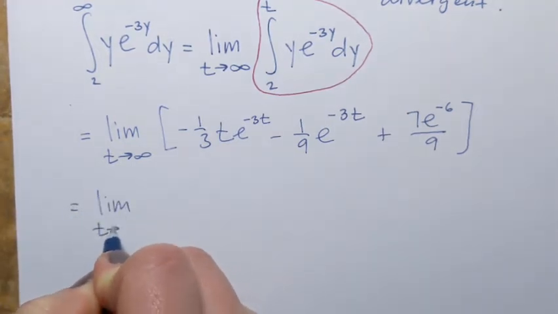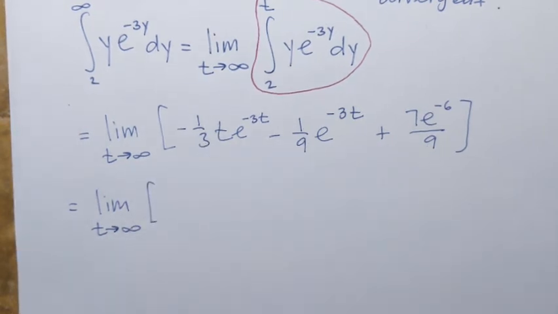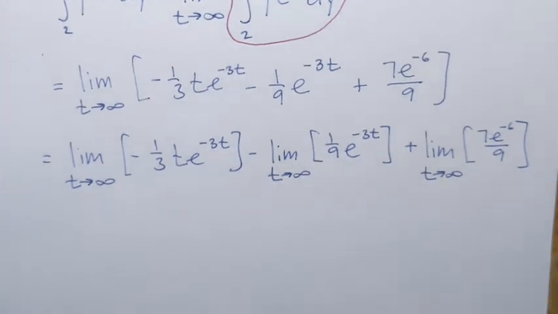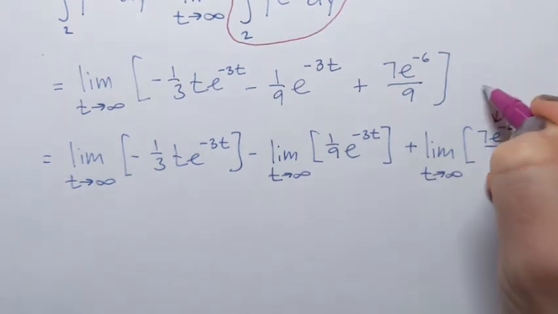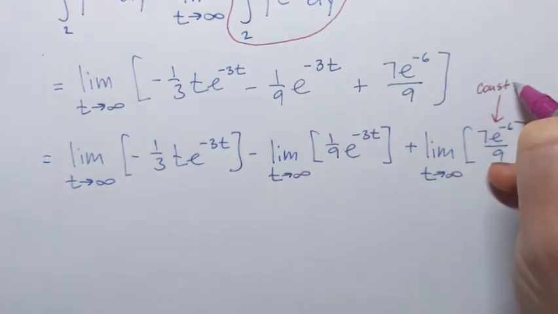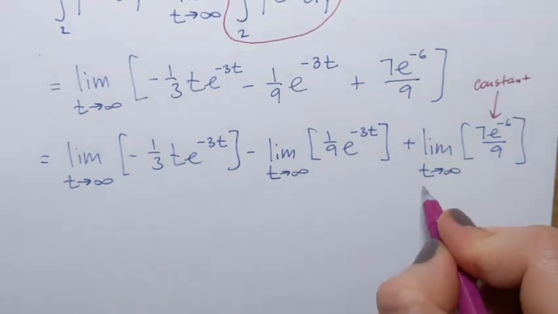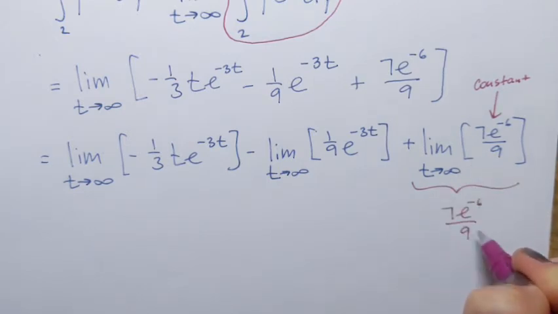Limit as t goes to infinity. I'm going to just rewrite each with its own limit. Now there are a couple of observations I can make right away. First of all, I can notice that the last function is a constant function, right? So that is the constant. And the limit of a constant is that same constant. So right away I know the answer for that last limit: 7 e to the power negative 6/9.